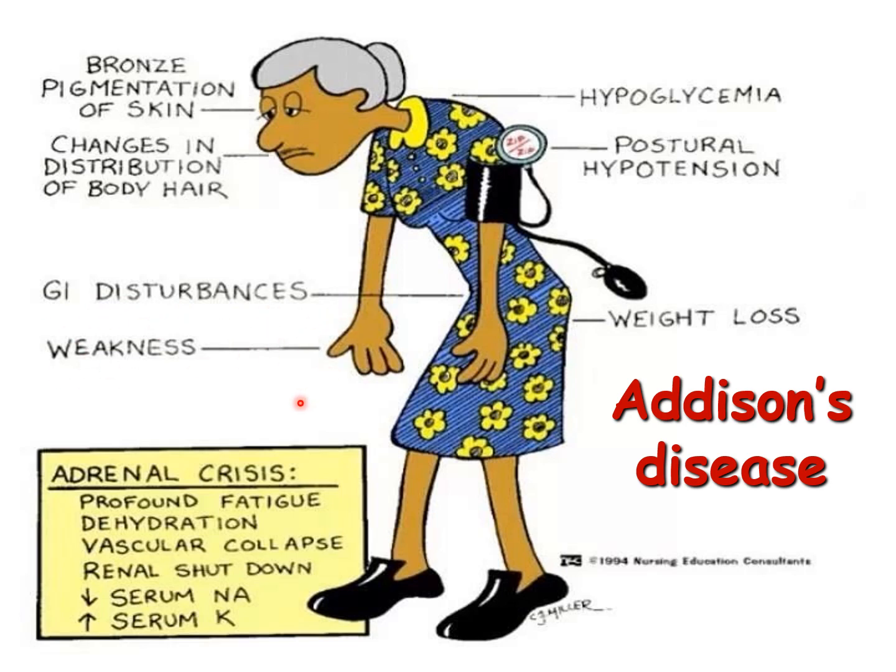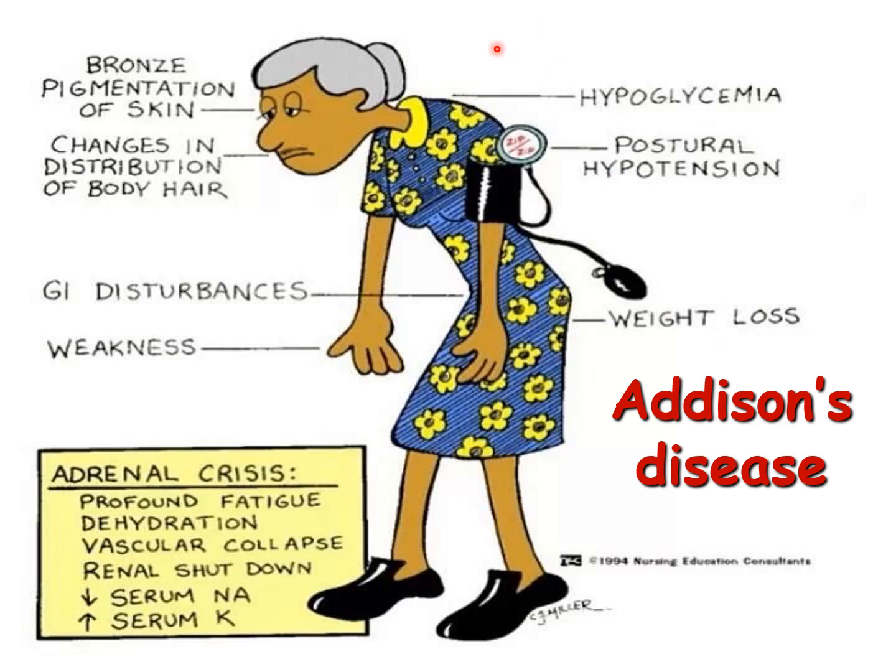In adrenal crises, they actually can see profound fatigue, dehydration, vascular collapse, renal shutdown, and decreased serum sodium levels while increasing serum potassium levels. These two will result in the muscle weakness that we see associated with Addison's disease.